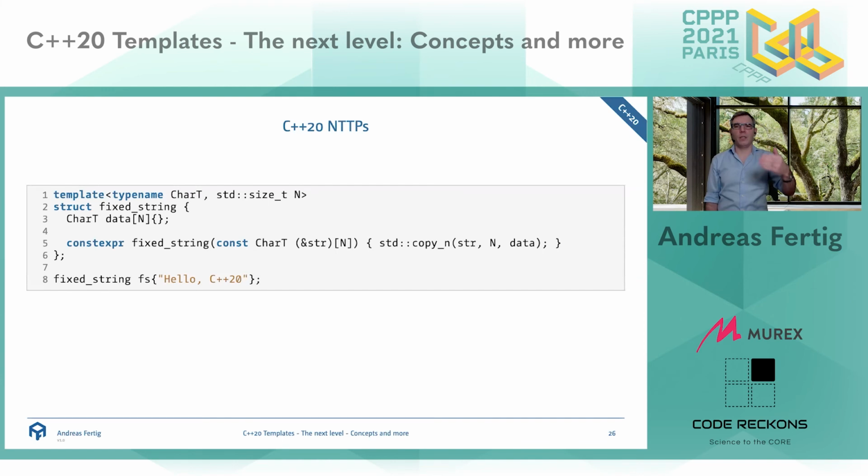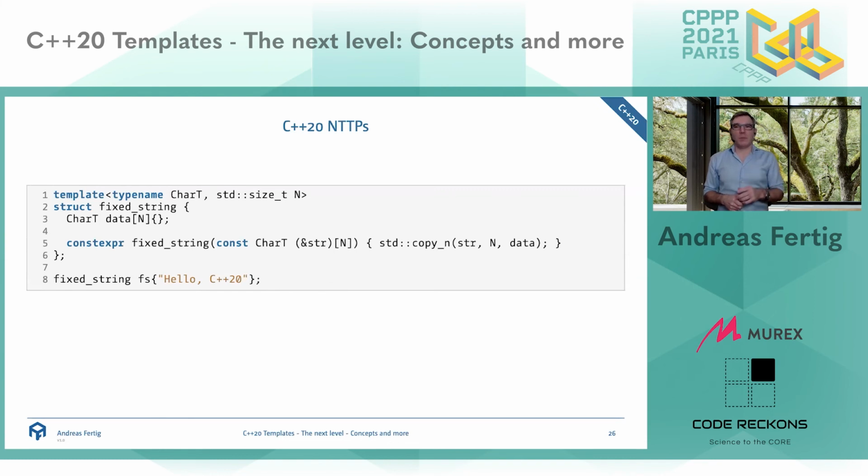Then in line number 5, I'm creating a const export constructor for fixed string, which takes a reference to an array of type char t of size n. And I use copy n to copy all the data from the parameter into my local member variable data. Then on line number 8, I can create a variable of type fixed string, call it fs, and in the curly braces, I pass the string "hello, C++20" to it. That's great, right?